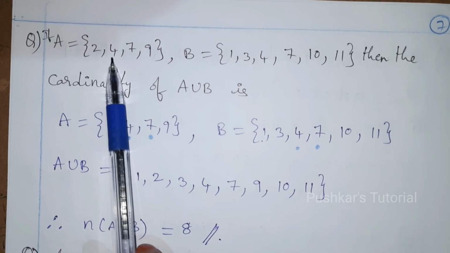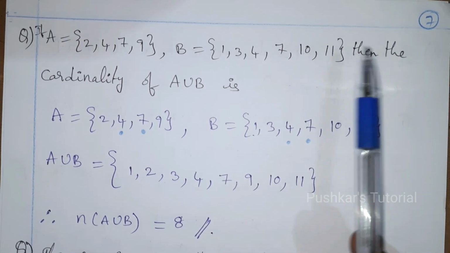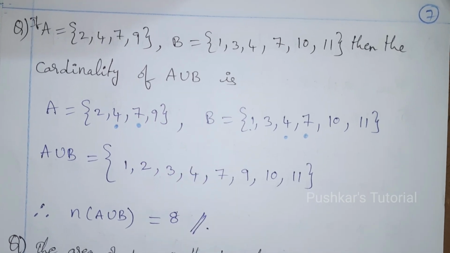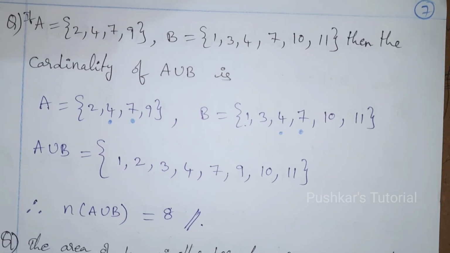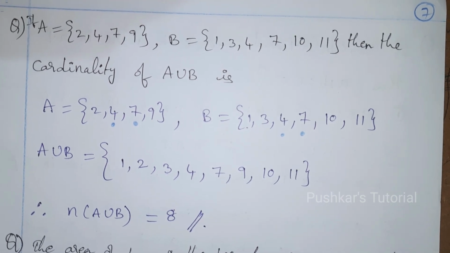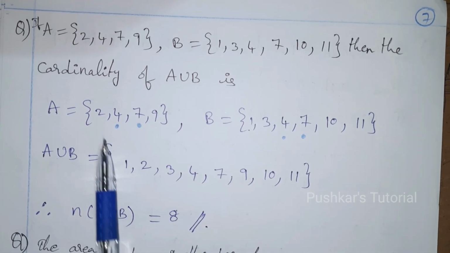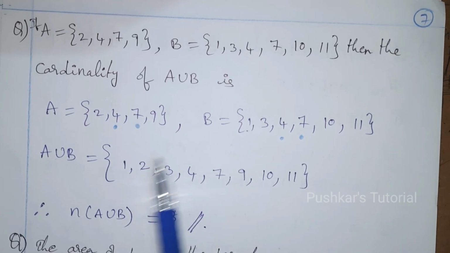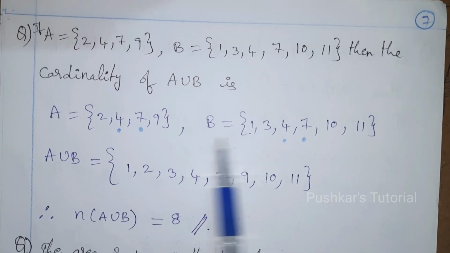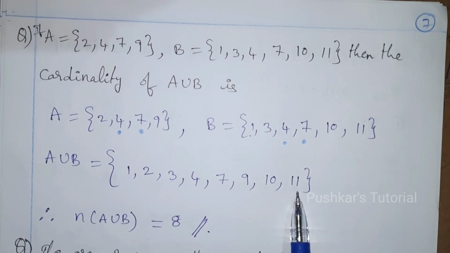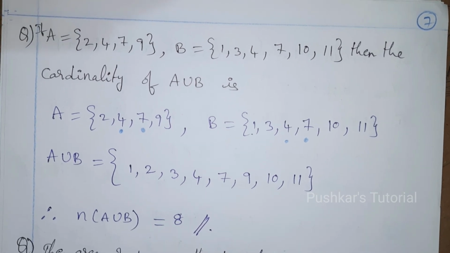If A is the set 2, 4, 7, 9 and B is the set 1, 3, 4, 7, 10, 11, then find the cardinality of A union B. First, what is A union B? A union B is writing all the elements, but repeated elements we should not write. So first I am marking the repeated elements 4 and 7. We will write them only once. Writing from smallest to highest: 1, 2, 3, 4, 7, 9, 10, 11. The number of elements of A union B is the cardinality. 8 numbers are there. Therefore the answer is 8.